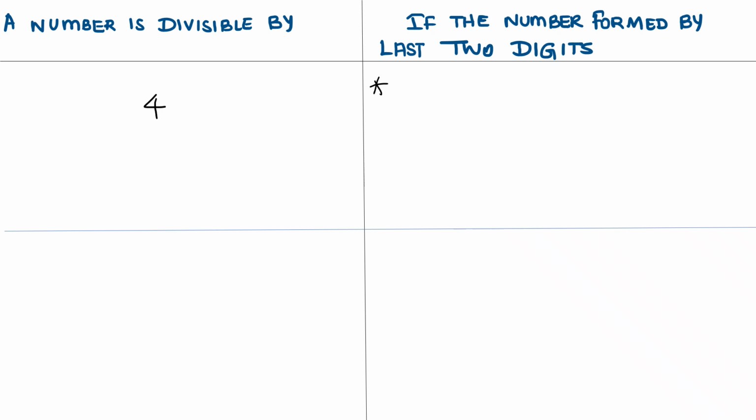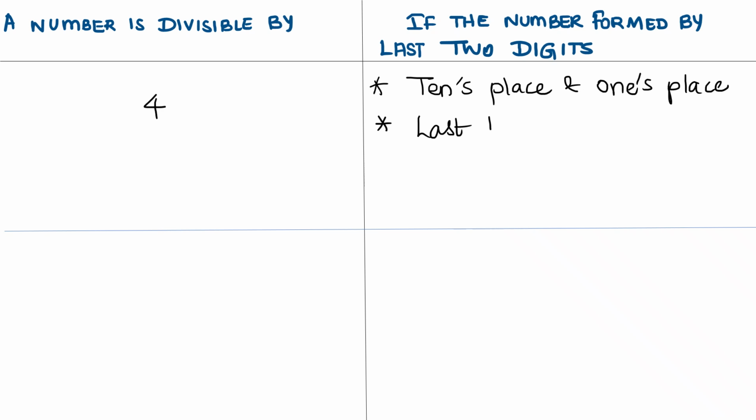The first condition is that the tens place and the ones place of the number should be divisible by 4. Or the second condition is what? The last two digits, that is the tens place and ones place, both should be 0. That is your condition here.